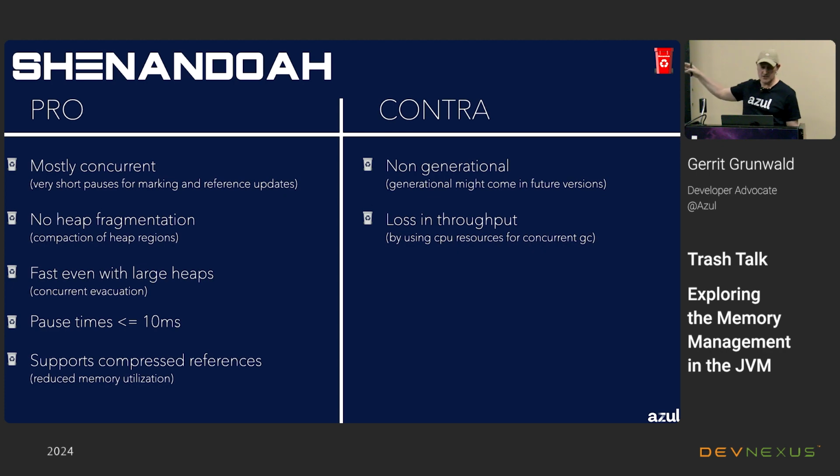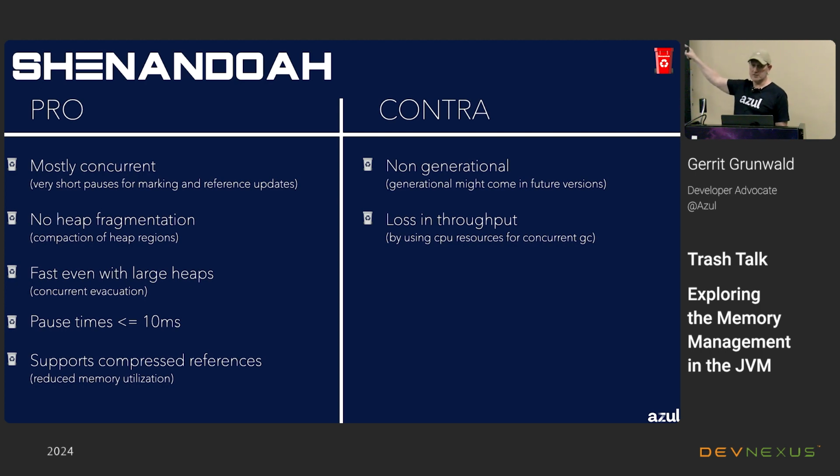There's no heap fragmentation. It's fast even with large heaps. Pause times are below 10 milliseconds. That means the longest pause that you have for garbage collection is around 10 milliseconds, which is quite fast. It supports compressed references. There's a project called Lilliput where they try to reduce the object headers from 64-bit to 32. If you do that with all the objects, then you end up with smaller applications, right? And this garbage collector can handle this kind of stuff. But this is also a project that is run by Red Hat, so it's not there yet.